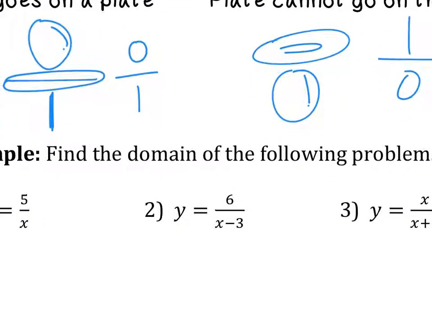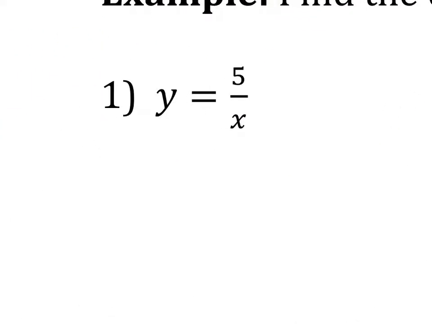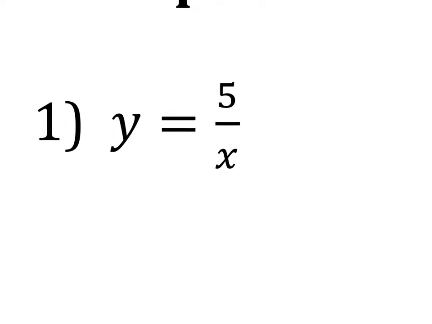Okay, so let's do some problems. Number 1, y equals 5 over x. So the first thing you ask yourself is, does the denominator have some kind of x in there? Yes. And then we said the denominator cannot equal 0. Right? Plate cannot go on the egg. So the denominator cannot have a 0. So then, what is the domain? The domain is x is not equal to 0.